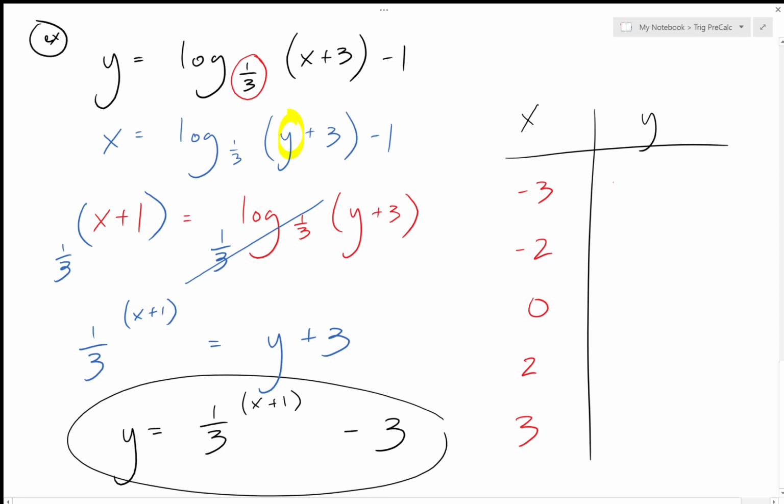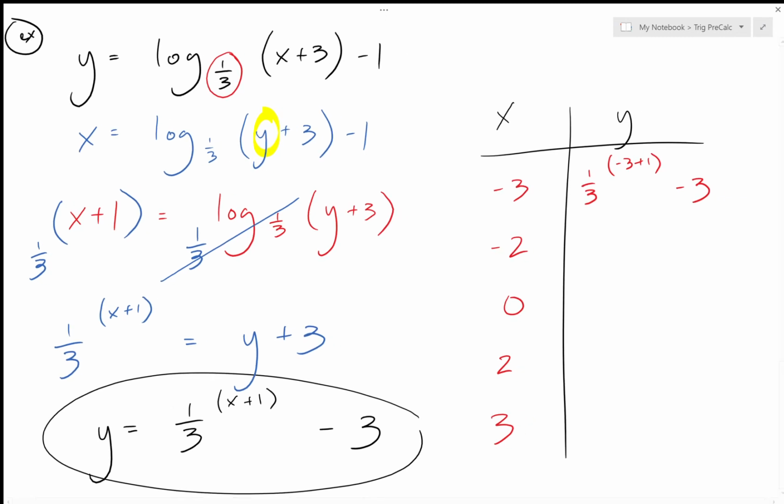I'll set the first one up for you. So it's 1/3 to the -3 plus 1 power, and then the whole thing minus 3. If we put that in, that answer comes out to a 6, because that's actually 1/3 to the -2 power. You flip it, that's going to be a 9. 9 minus 3 is 6. So check your answers later on. For this one, you're going to plug in a -2, minus 3, and you're going to get a 0.